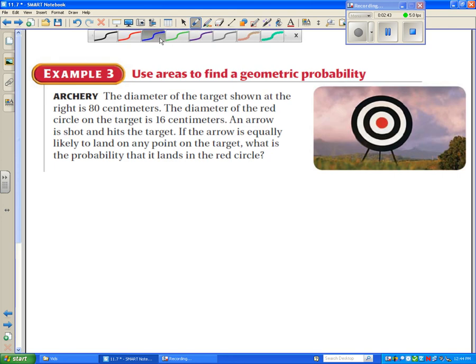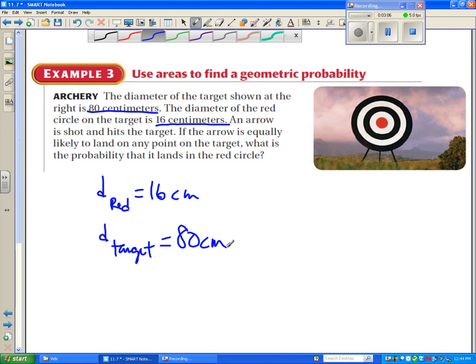Alright, say we've got this target. This word problem tells us that the diameter of the red circle is 16 centimeters, and the diameter of the large one, the total target, is 80 centimeters. It says, what's the probability that it lands in the red circle if it lands on the target? So we need to find the area of the part divided by the area of the whole.